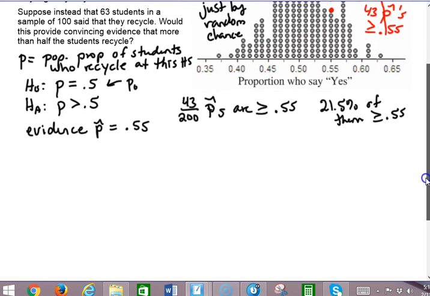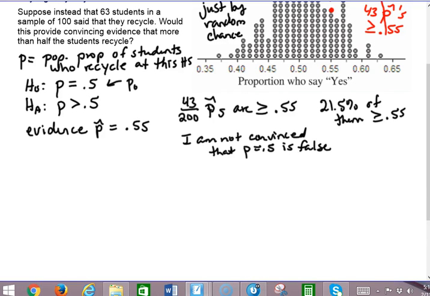Okay, so I am not convinced that p equals 0.5 is false. I can't be convinced that it's true, but I certainly am not convinced that it's false. Okay, so let's look at the second sample.